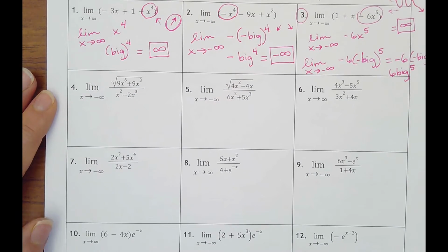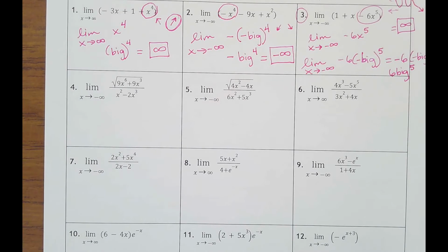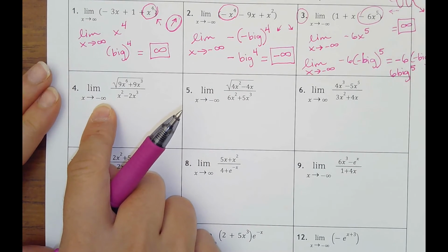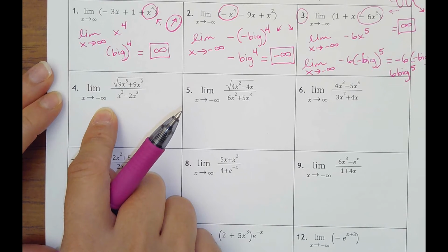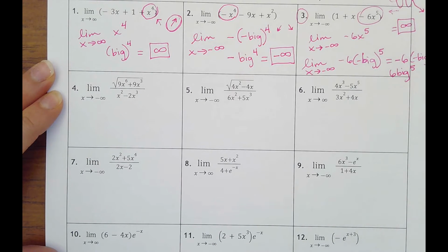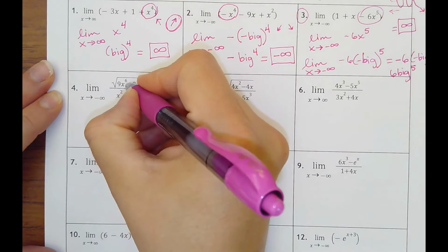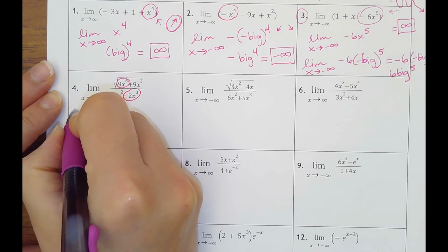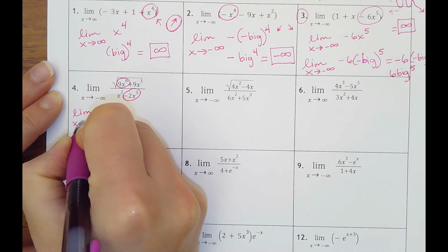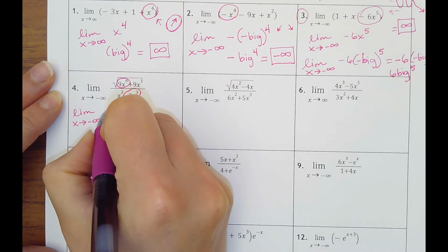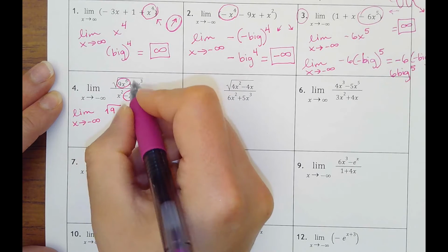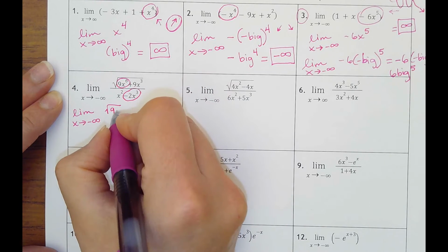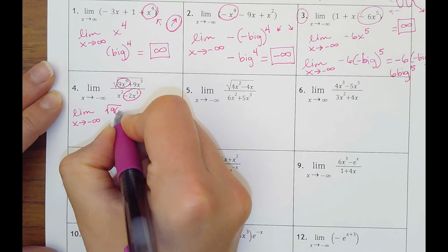All right, the next two deal with rational functions with square roots. You're going to do the same thing where you pick out the highest degree term on the top and the bottom of the fraction. So in this one, that would be this guy. Bottom, that would be this guy, including the sign. So I'm going to write that again. That limit as x goes to negative infinity of square root of 9. I'm going to plug in negative big.